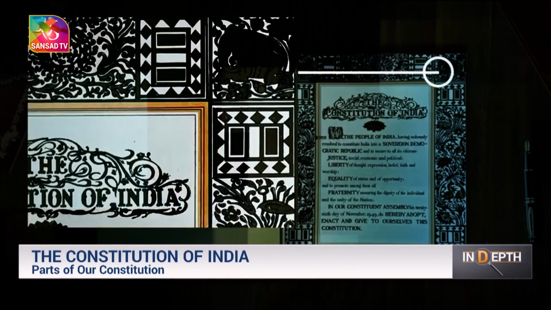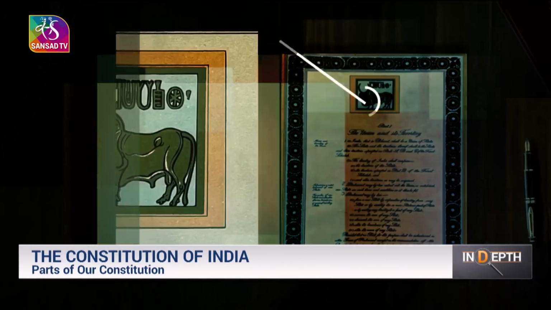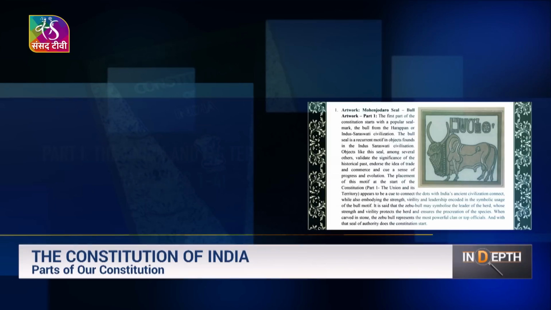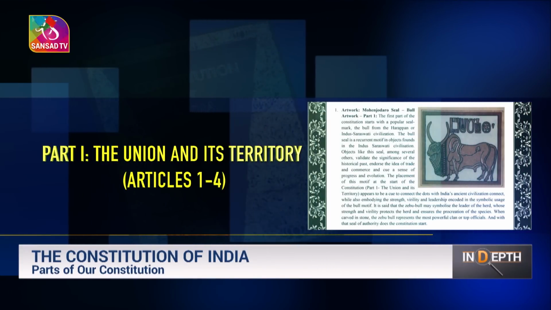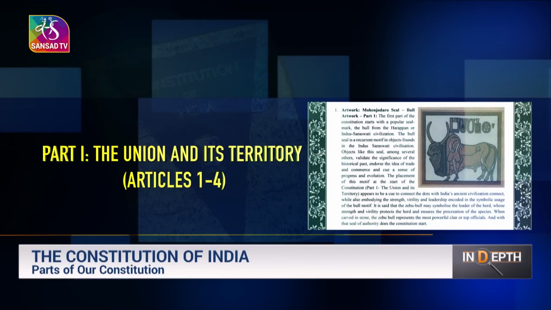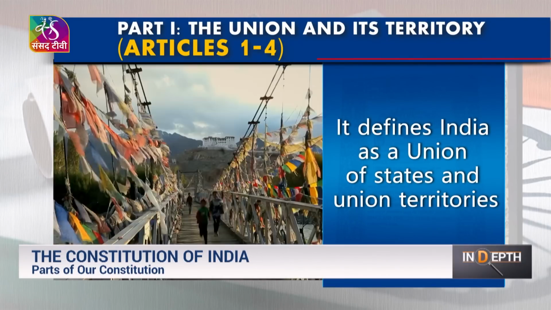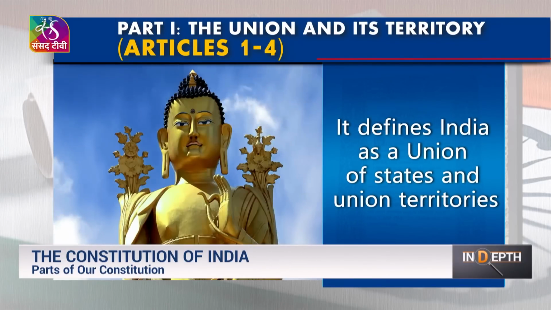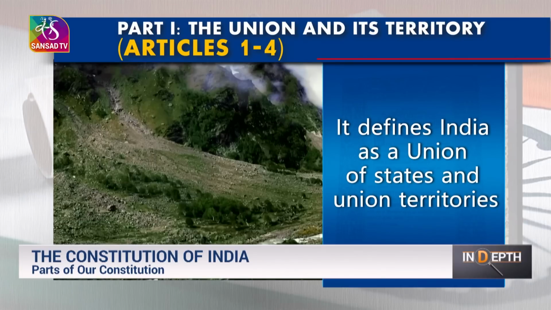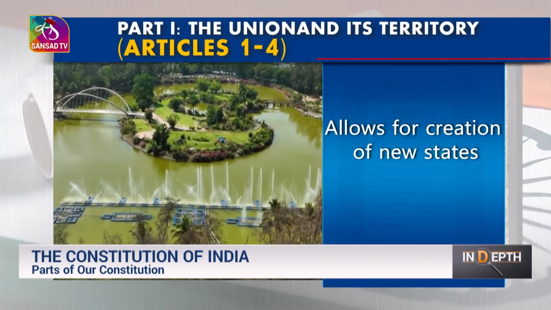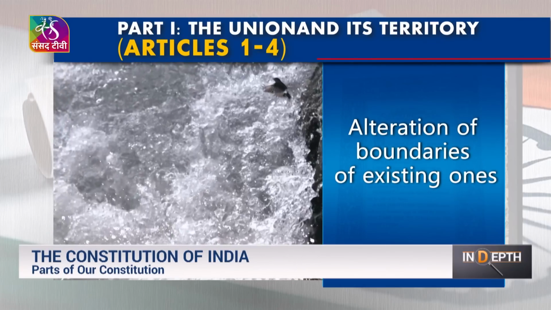Let's take a look at the parts of the Indian Constitution. Part 1. The Union and its territory. Articles 1 to 4. This part deals with the establishment, organization and jurisdiction of the Indian Union. It defines India as the union of states and union territories. It provides for the territory of India, including its states and territories, and allows for the creation of new states or the alteration of boundaries of existing ones.